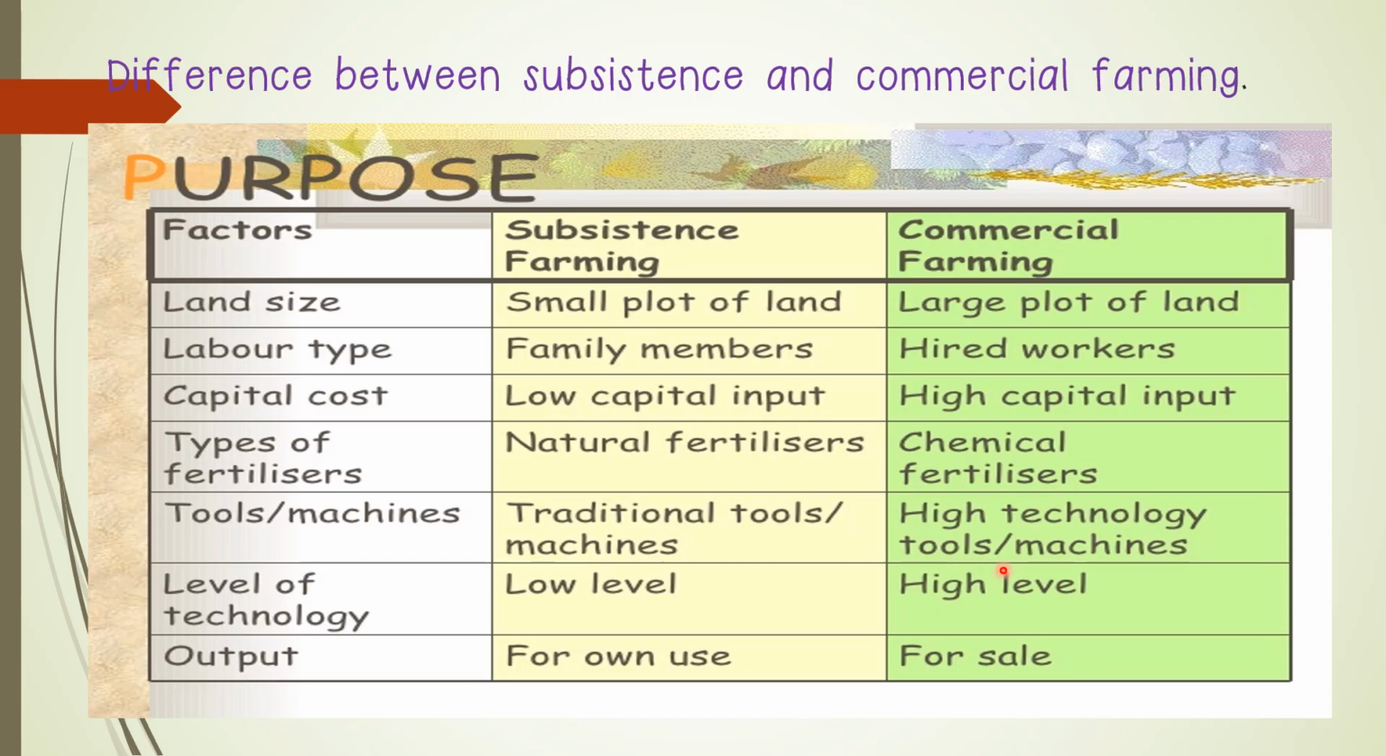Whereas in a commercial farm, they have high technology tools and machines. This is because they have large fields of crops, so they need to be able to cover that amount of crops. So when they're doing the irrigation, they will have irrigation systems that hover over the land so that you are able to sprinkle water over all your crops.